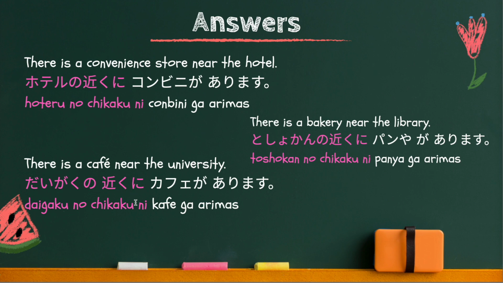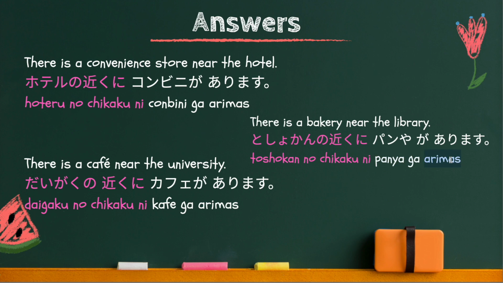And because this is where the thing exists, the cafe exists, the place of being, therefore you need to have ni particle. Last one. There is a bakery near the library. 図書館の近くにパン屋があります。パン屋があります means there is a bakery.